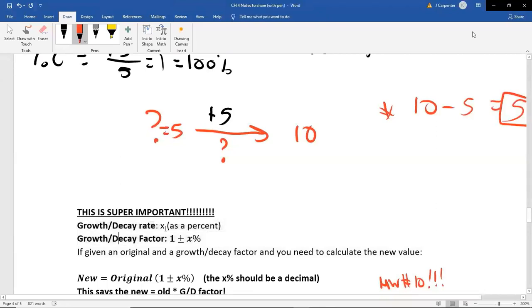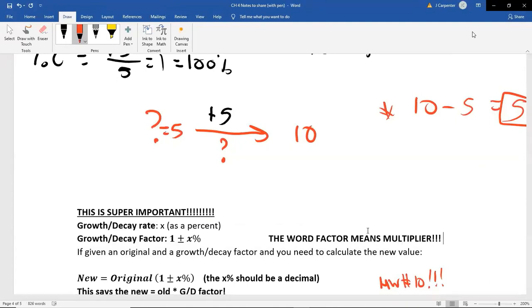So a growth or decay rate is going to be given to you as a percentage. It could be written as a fraction. Rates are fractions, but fractions are percents. They're all the same thing, just represented differently. The word factor means multiplier. I actually need to add that into these notes permanently because I think that's important. Write that down. If I write something down, you should be writing it down. Honestly, if I say something, you should try and write it down too, but I know that can be tough.